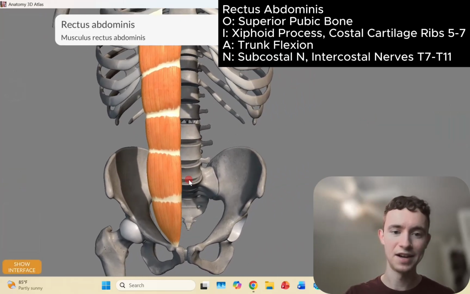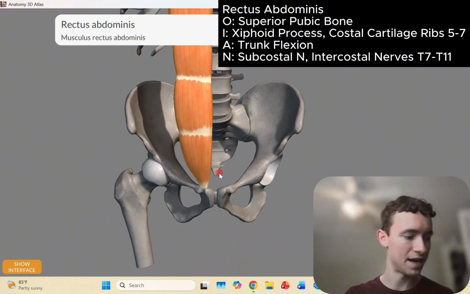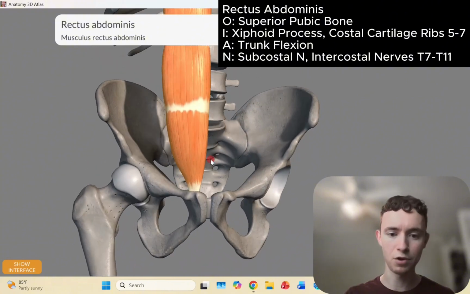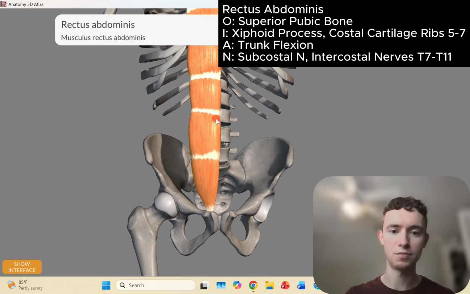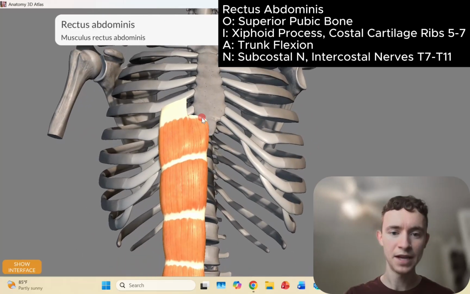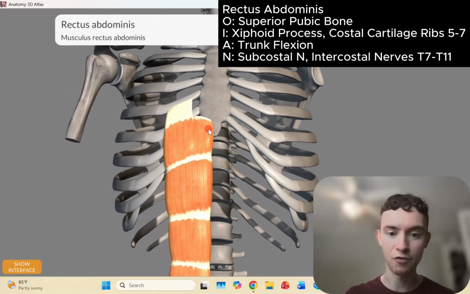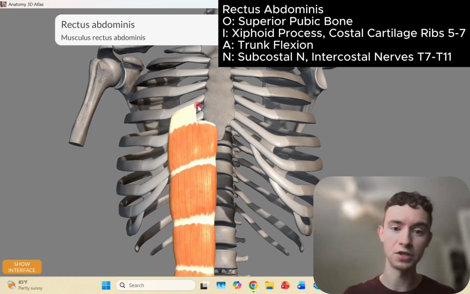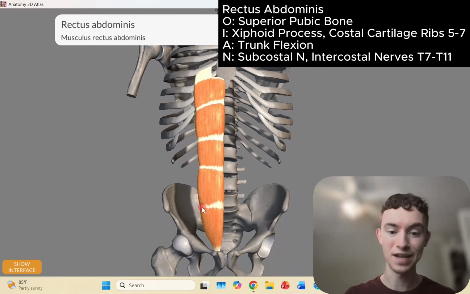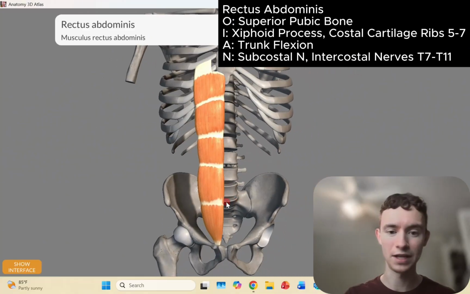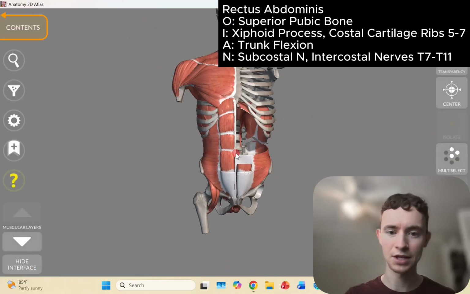And this guy right here originates all the way down here at the superior part of your pubic bone right here. And then if we zoom out, we can actually see how it comes up and attaches to the xiphoid process, as well as the costal cartilage of ribs 5 through 7 about, which is pretty cool. So yeah, it's a very vast muscle, very tall and long as it comes up to attach to our ribs.